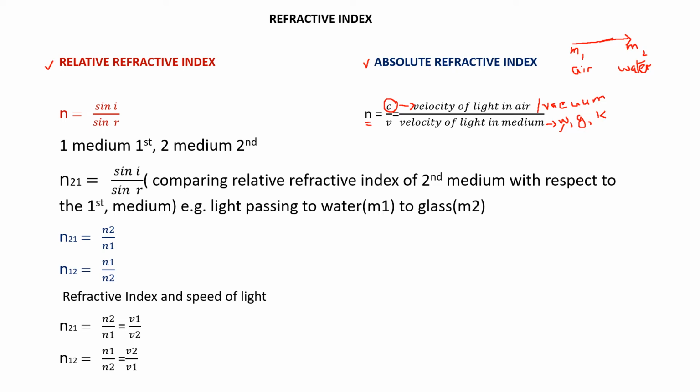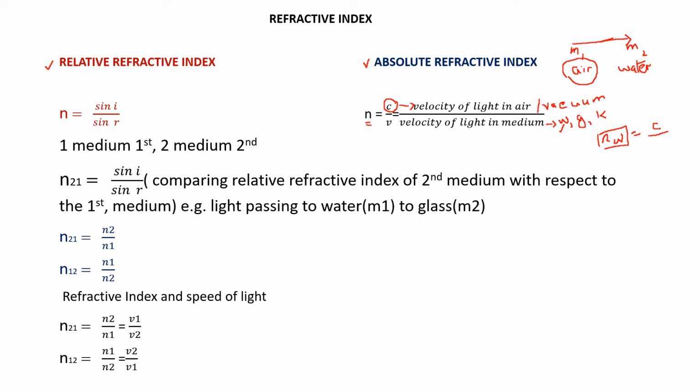Whenever the first medium is air, if I say the light is passing from air and enters water, and find out the refractive index of water, in that case you can also write n_w, that is refractive index of water, directly. You don't have to write air and water first, right? You can directly write refractive index of water is equal to speed of light in vacuum divided by the speed of light in the medium.